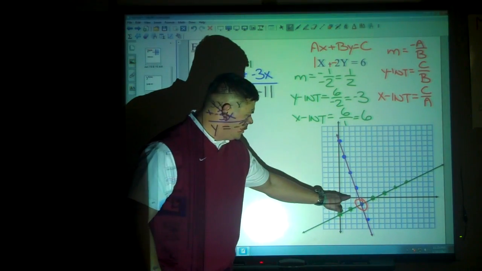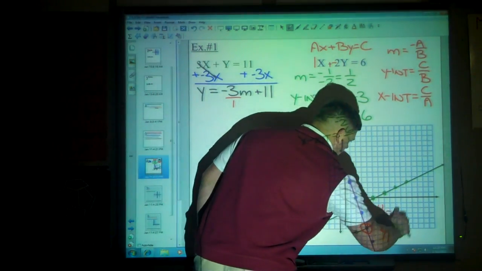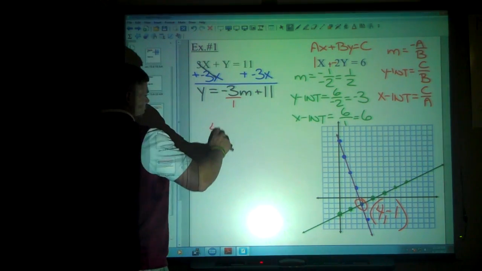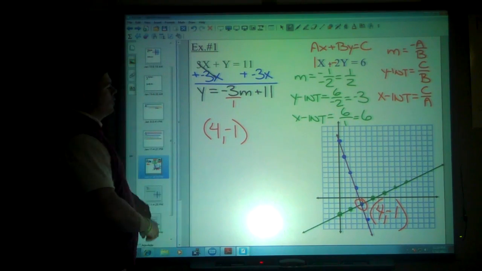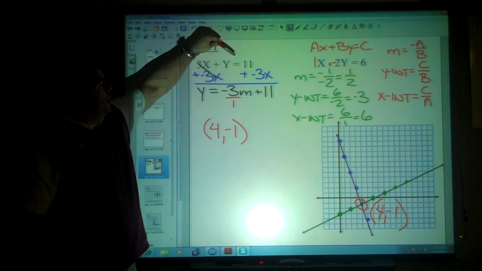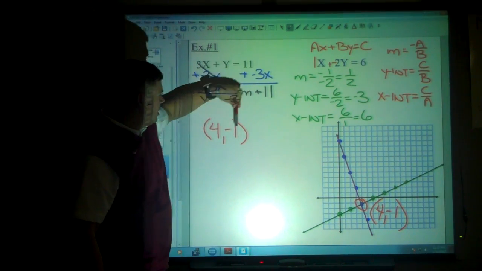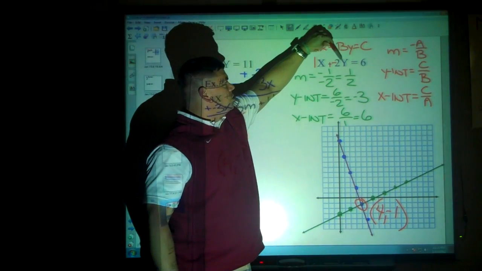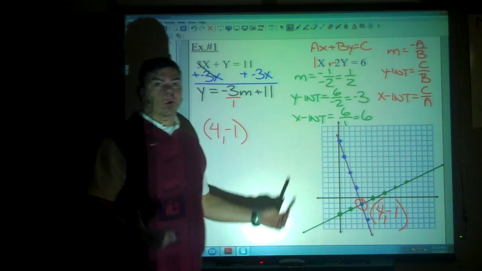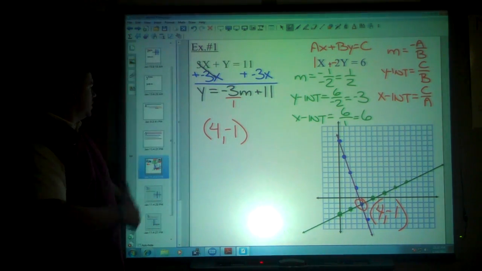And it appears to be at 1, 2, 3, 4, negative 1. So I think 4, negative 1 is the answer. If we try that out, 3 times 4 is 12, and 12 plus negative 1 is in fact 11. It works. If I stick the 4 in for x, and I put negative 1 in for y, negative 2 times negative 1 is positive 2. 4 plus 2 is 6. So it works. It works in both equations. That is the solution to the system.